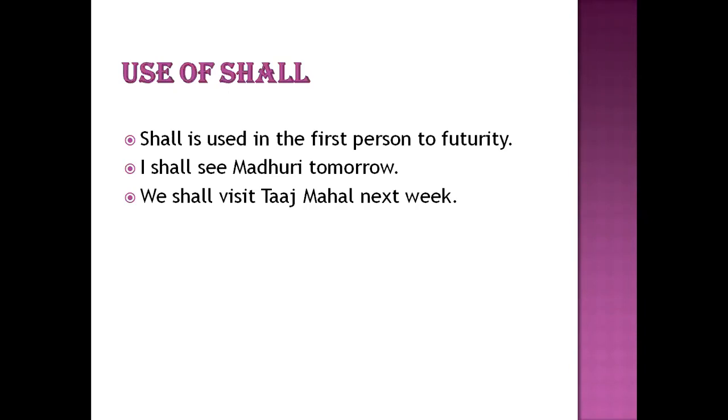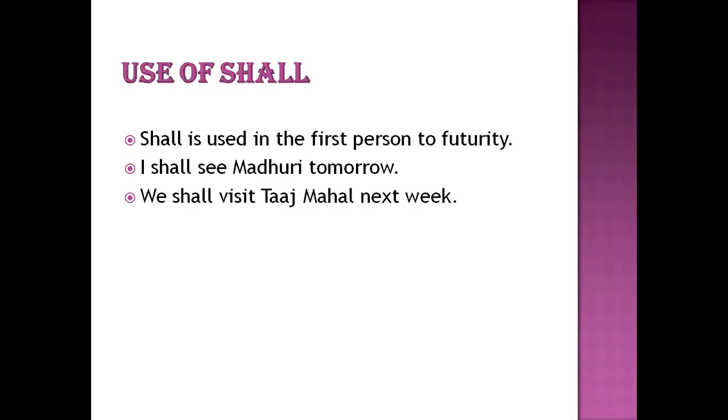Shall can be used with the first person to express futurity. Instead of I will go, you can say I shall go, we shall go. That is considered a future tense. But we can't use shall other than these two. If you use shall with the third person or the second person, that doesn't mean future tense. Then let us learn the correct use of shall.